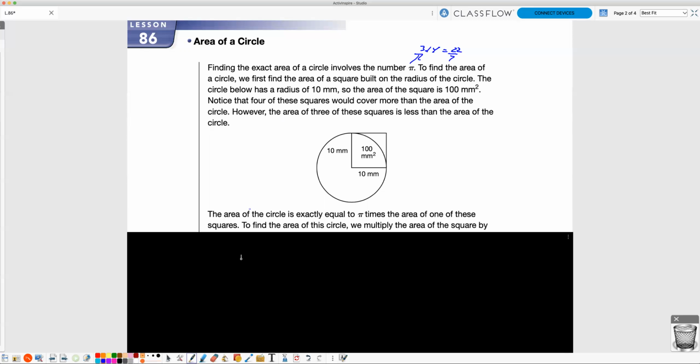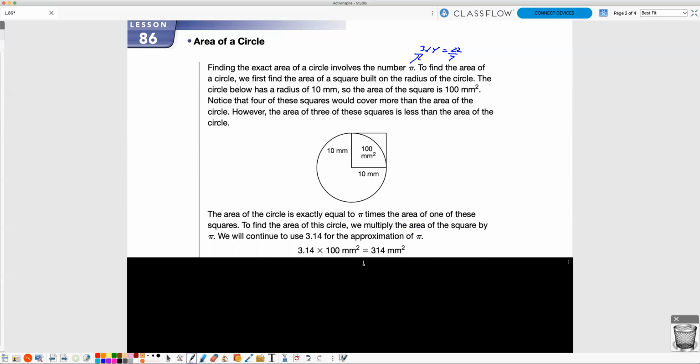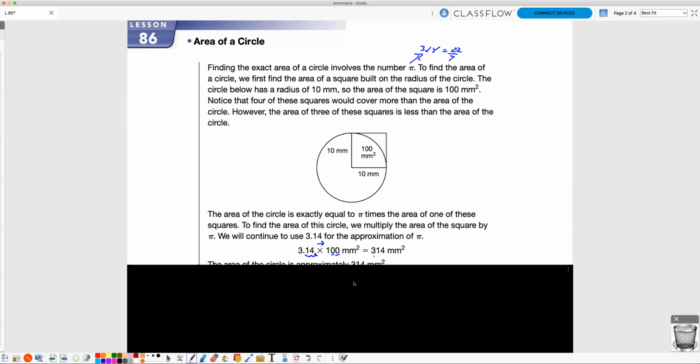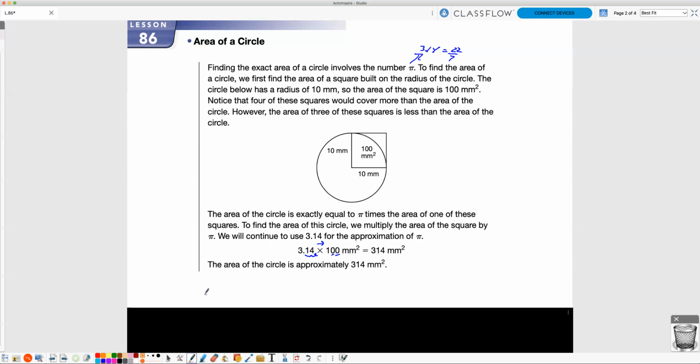So the area of the circle is exactly equal to pi times the area of one of these squares. To find the area of this circle, we multiply the area of the square by pi. So it's 3.14, which is what pi is, times 100 millimeters squared. If you were to multiply that, remember multiplying by 100 is like moving the decimal to the right 2 places. So you would end up with 314 square millimeters. That would be the exact or approximate area of that particular circle.